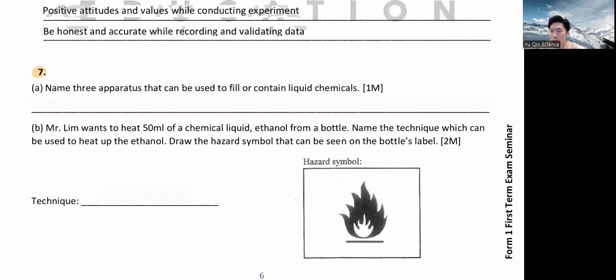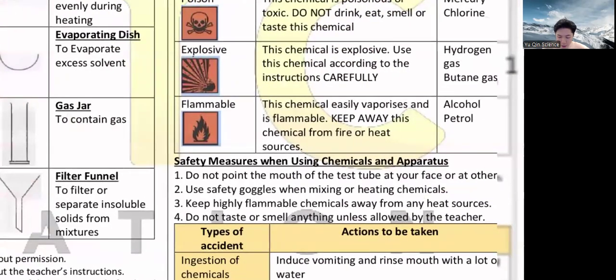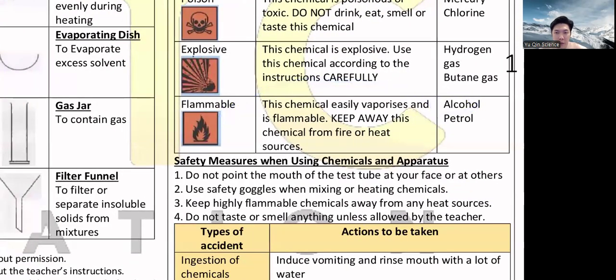Now, you write first. Okay, Mr. Lim wants to heat 50 ml of chemical liquid, ethanol. Okay, ethanol, which is alcohol, right? Name the technique that can be used to heat up, and draw the symbol. Okay, already done. Symbol. So, by the way, ethanol is alcohol lah. Alcohol is the fire symbol lah. Okay, question says, what is the technique to heat up?